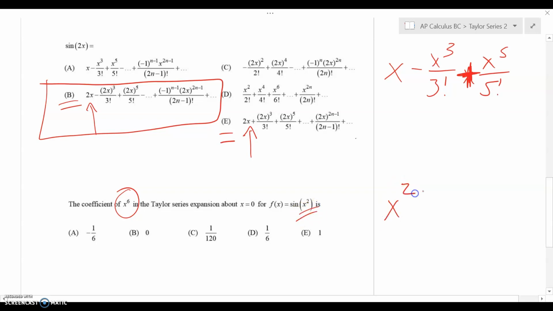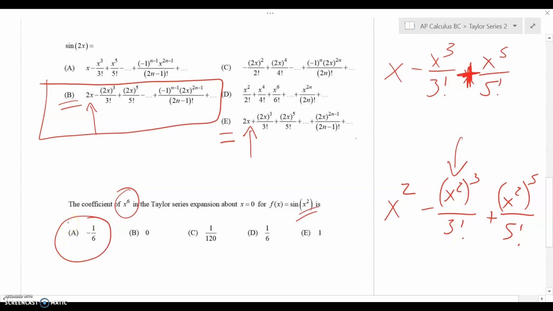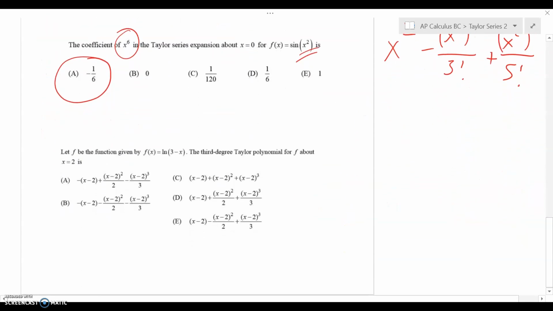So instead of x, we see x squared. Instead of x cubed over 3, we see x squared to the 3rd power over 3 factorial, and we see x squared to the 5th power over 5 factorial. So in this expansion, there is an x to the 6th term, and it's the second one. The x to the 6th term has a negative out front, and it's got a 3 factorial on the bottom, which we just said was 6. And so that means our coefficient is going to be negative 1/6. So again, these all kind of fit a very similar mold in terms of the baseline knowledge that you're expected to know about the structure of these things.